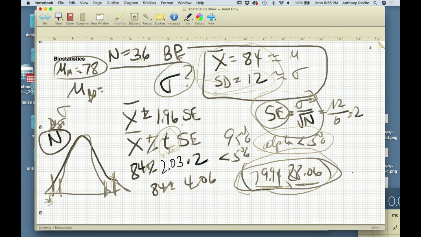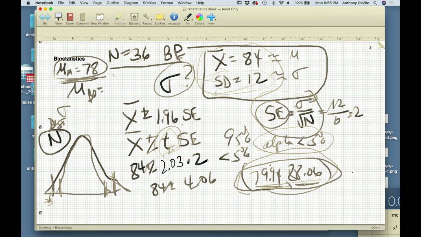So in this case, would you feel comfortable saying that you're 95% certain that the mean blood pressure for females and males is different? You know that the males are 78, you're 95% sure the females are 80 to 88. So how do you feel about that? Could you say with 95% certainty? Seems like it, right? Okay.